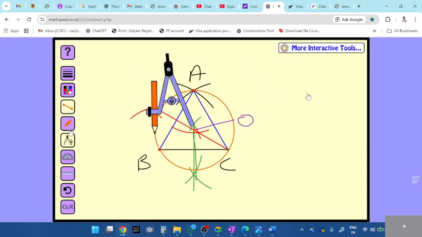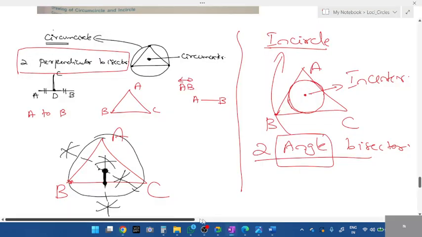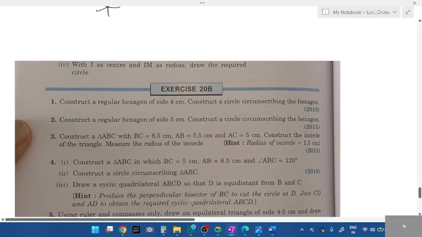Any doubts in this? What about locus? Even locus also we did the same way. Similar angle, perpendicular. The only difference is for locus we don't use the circumcircle, right? We didn't use circumcircle or incircle, students. And what's one more point? What's the difference between circumcircle and locus concept? Look here. In circumcircle, draw hexagon and construct a circumcircle.